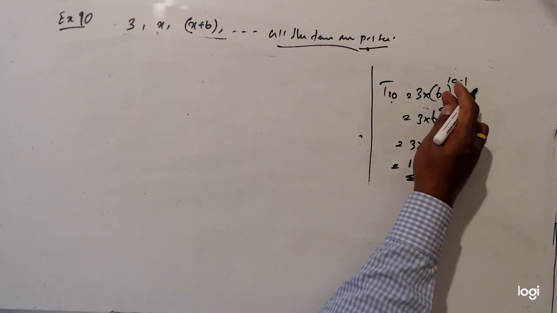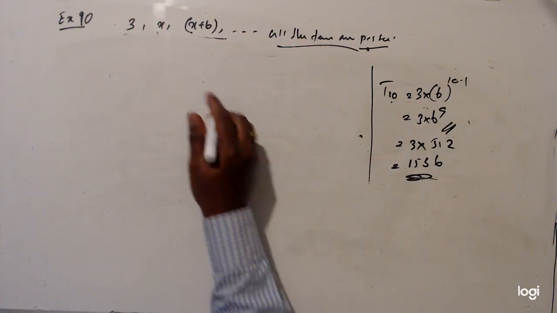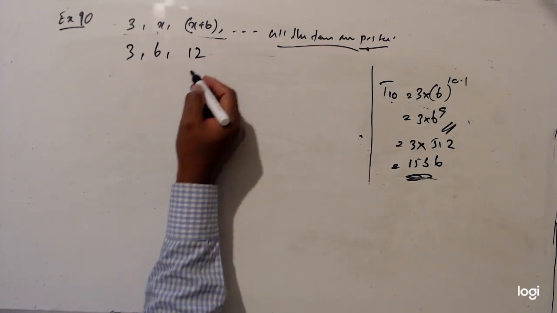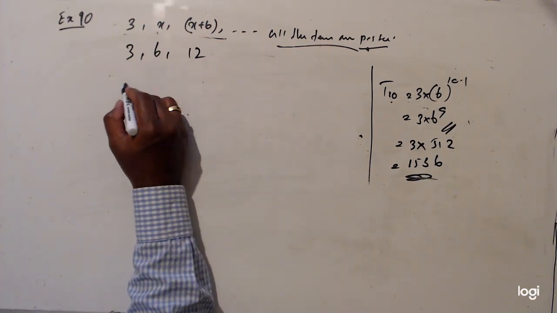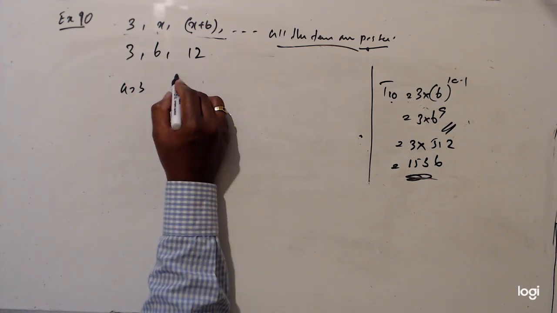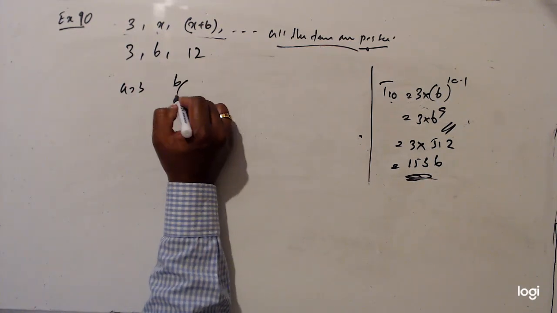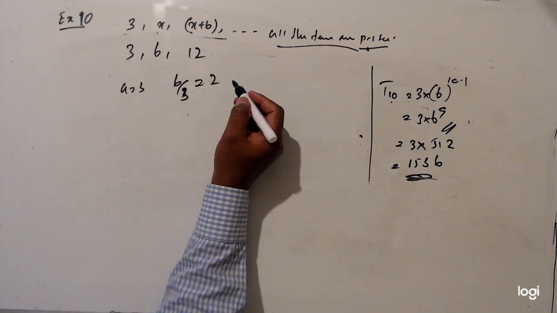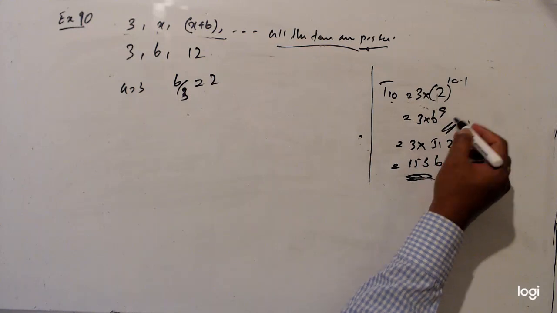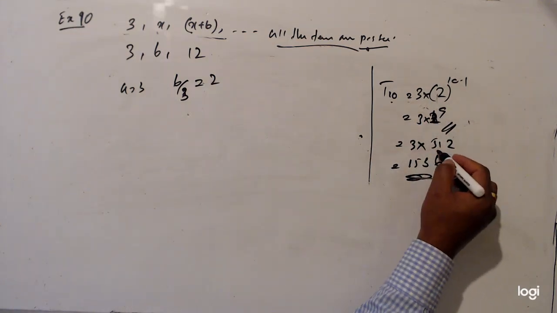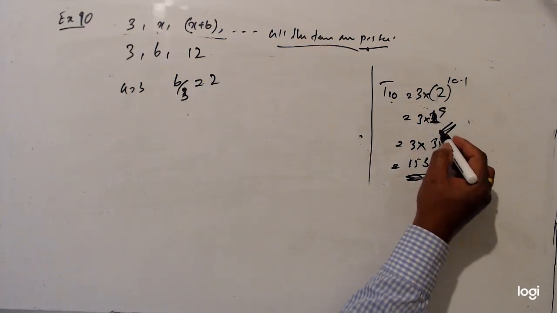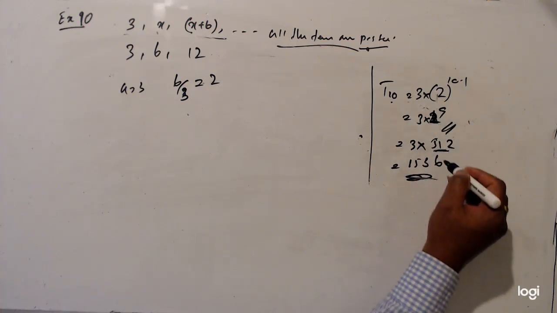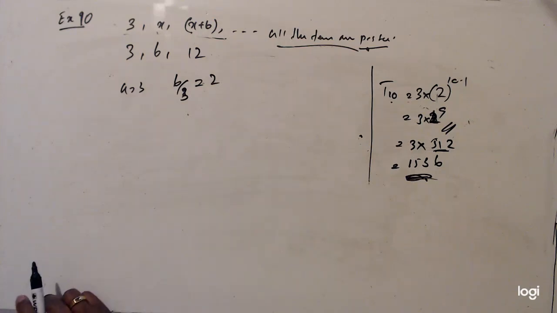With a small correction, it's not a small, it's a big correction. So 3, we found out this is 6 and this is 12, and a equal 3, and the common ratio is 6 over 3 which is 2. So this is 3 times 2 to the power 10 minus 1. So I wrote the book answer, that is in the example this value is right, 2 to the power 9, 512.